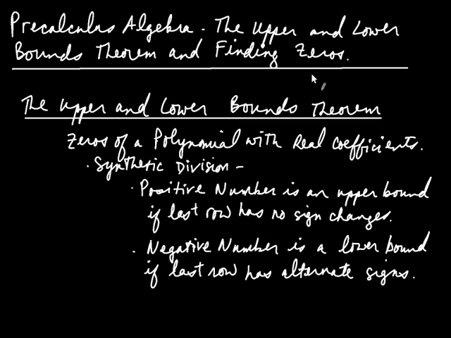In this pre-calculus algebra video, we're going to talk about what's called the upper and lower bounds theorem, and we're going to use that to find zeros, amongst other tools. Okay, so first of all, the upper and lower bounds theorem, what it says is this, I'm just paraphrasing.